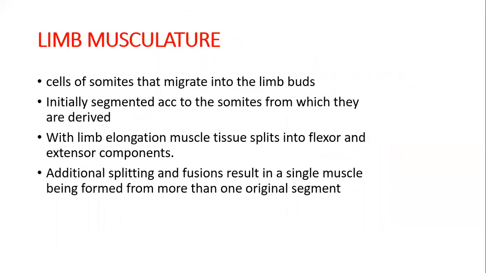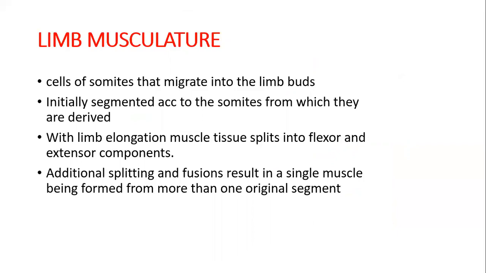So how do the limb muscles develop? This is also a previous revision we did in the development of musculature. Limb muscles are derived from the cells of the somites, which migrate into the limbs to form the muscles. Initially, these muscle components are segmented according to the somites from which they are derived.